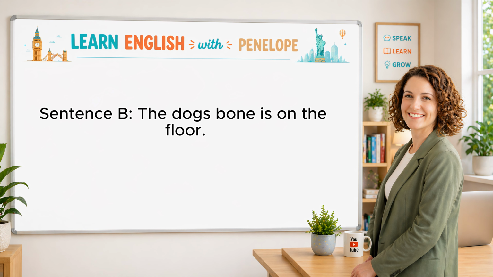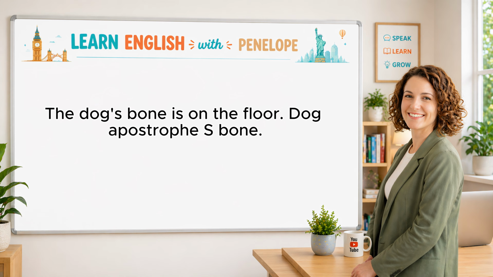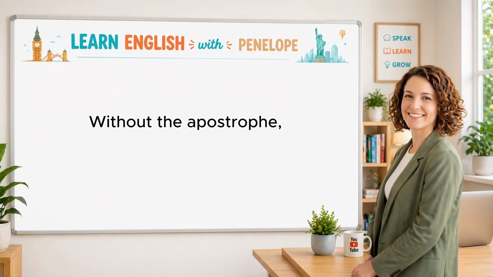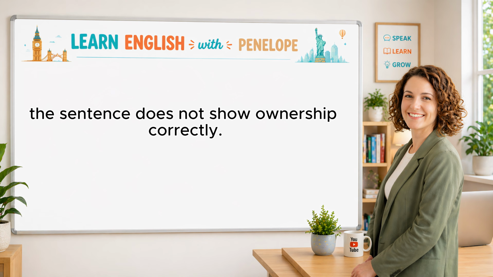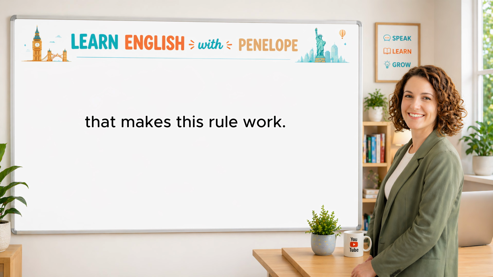Sentence B. The dog's bone is on the floor. Is this correct? No, something is missing. Look, there is no apostrophe. It should be, the dog's bone is on the floor. Dog apostrophe S bone. Without the apostrophe, the sentence does not show ownership correctly. Always remember, the apostrophe is the magic symbol that makes this rule work.